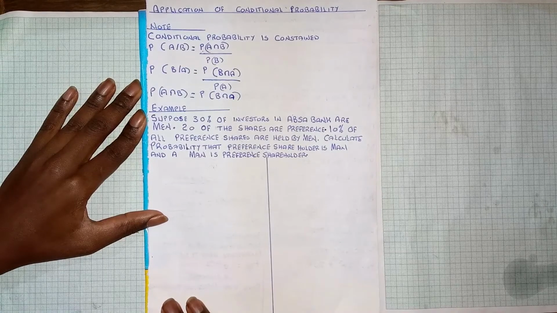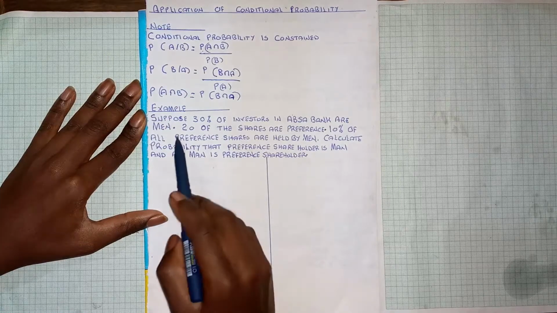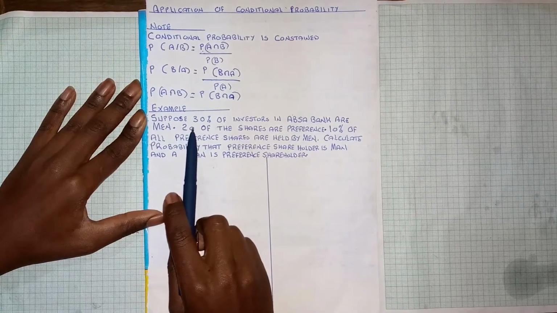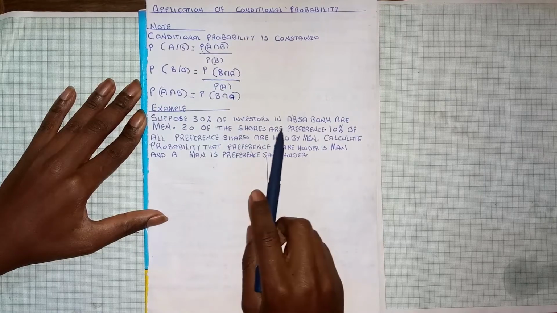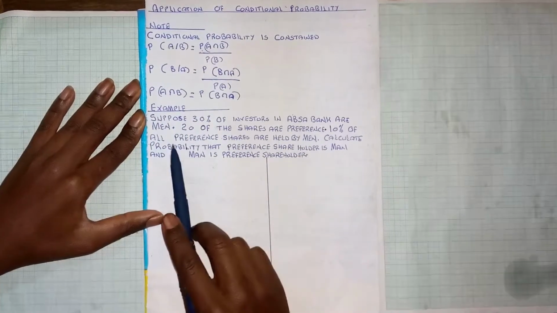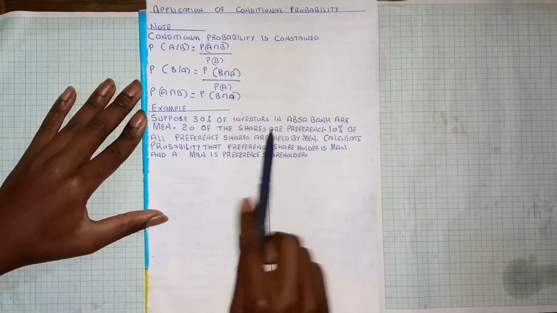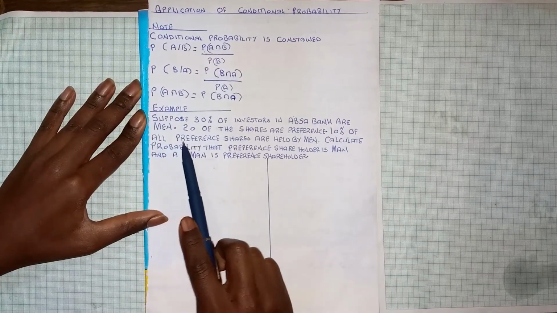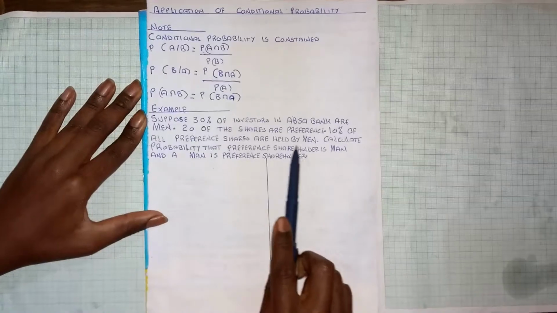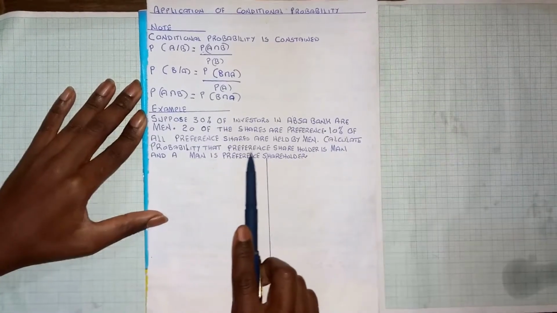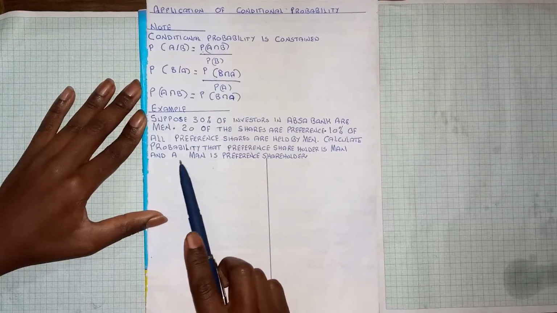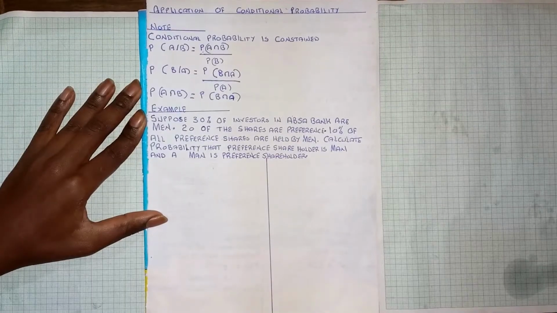Now we can calculate this quiz concerning conditional probability using an example. Suppose 30% of investors in Absa Bank are men. 20% of the shares are preference. 10% of all preference shares are held by men. Calculate the probability that a preference shareholder is a man and that a man is a preference shareholder.